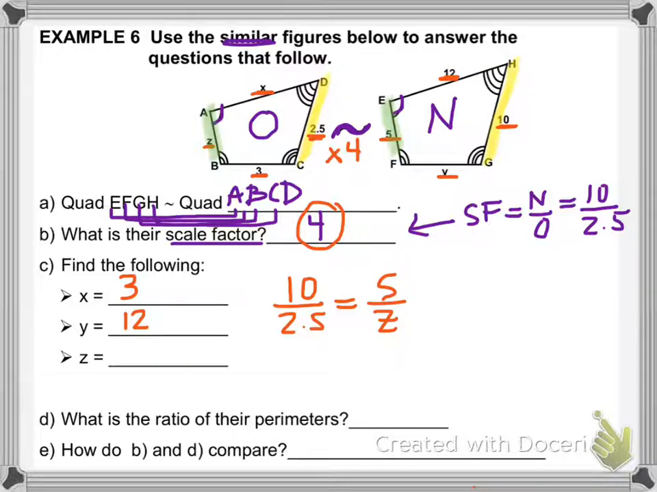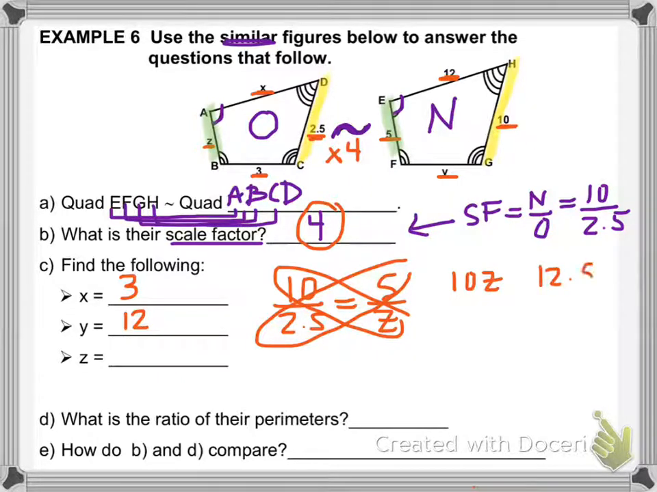Here's my proportion. Remember, now you just have to solve. So you cross multiply, right? 10 times z is 10z. 2.5 times 5 is 12.5. Remember, these are equal. To solve for z, all I'm going to do is divide both sides by 10. And z equals 1.25. So 1.25 times 4 is going to give me that 5.